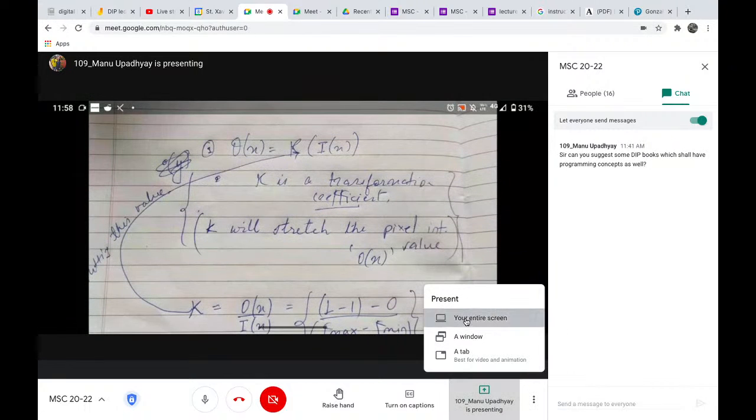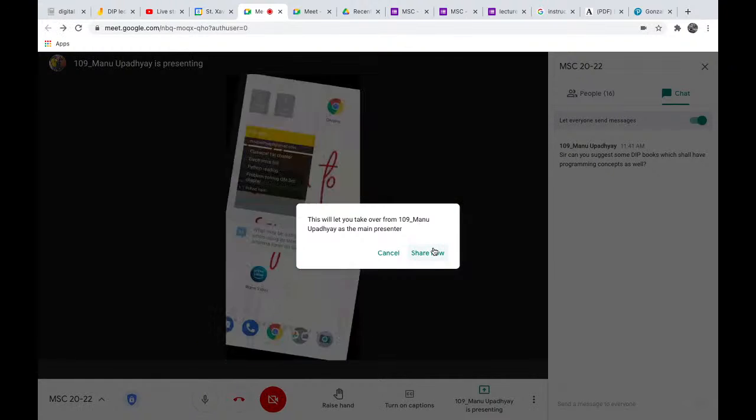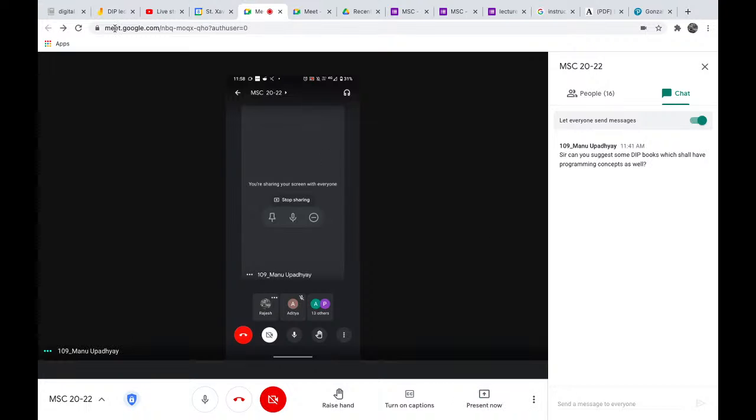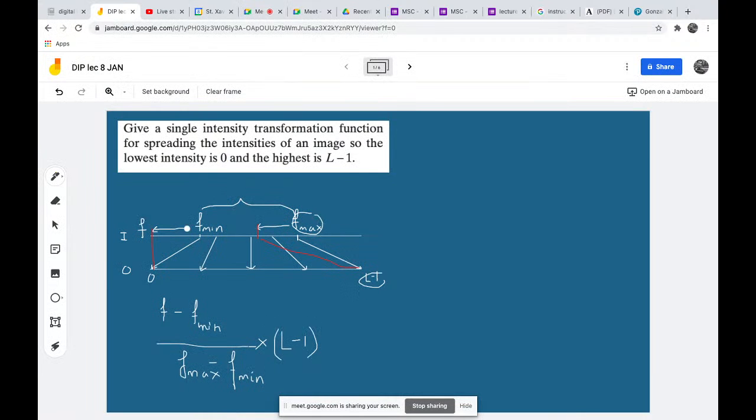Let me show my screen. Can you people see now? So now you can see here, suppose my input is f. So input is f, and if I write it as f min, then f min minus f min will give me 0. So the whole thing will become 0. Correct?